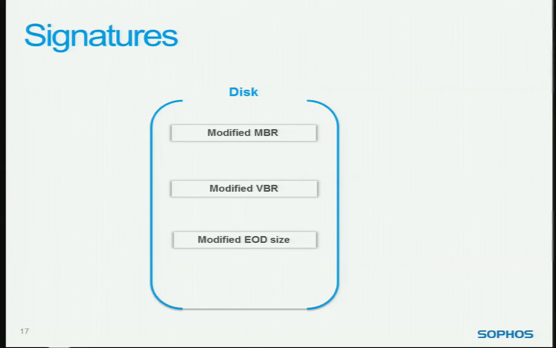So if the master boot record was modified, we will flag that up. If the volume boot record was modified, we'll flag that up. And a signature for the end of disk size. This means the slack space between the end of the file system and the disk. So we know the last sector for the file system, and we know the last sector of disk. In some cases, rootkits will hide their file system in that slack space, so we need to identify if that was the case.